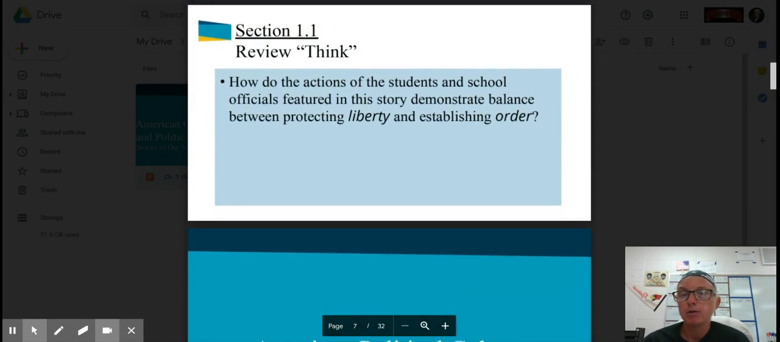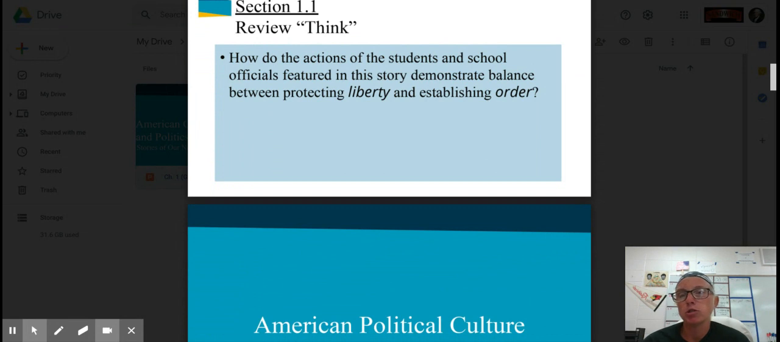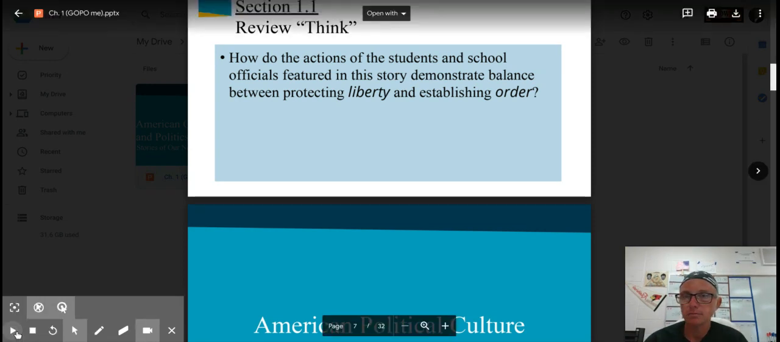So thinking about this, how do the actions of the students and the school officials featured in the story that you should have read in your book demonstrate balance between protecting liberty and establishing order? Because that's the balancing act we're looking at: our liberties, our freedoms versus the government controlling those. And you can see that that's going to be an ongoing theme throughout this course, finding that balance of the government's power versus our liberties.